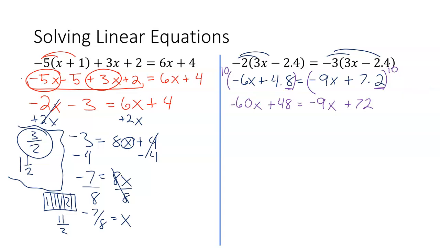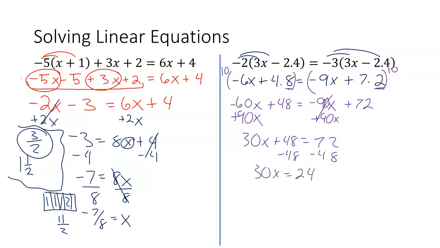And then we can follow our same process that we've been doing. Oops, that should be a 90. Okay. Add 90 to both sides. Subtract 48 from both sides. Divide by our coefficient. And then simplify your fraction.